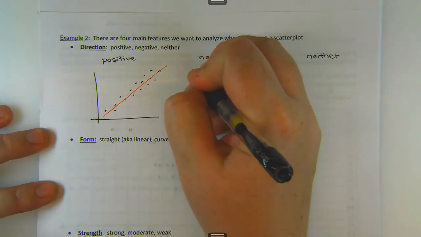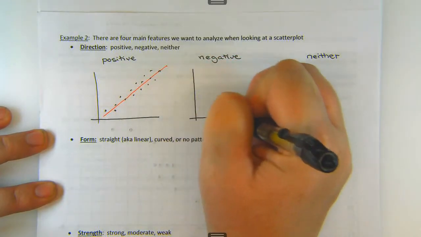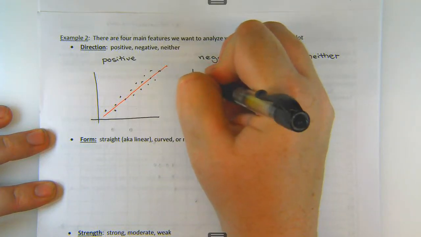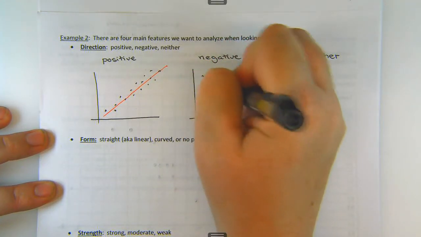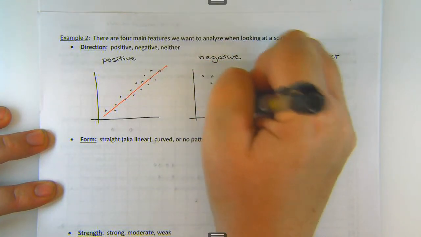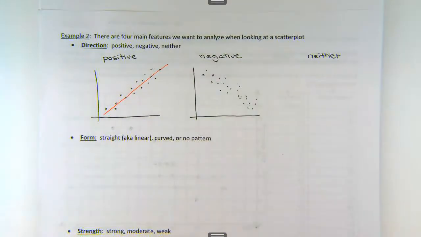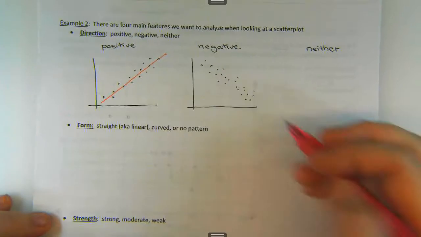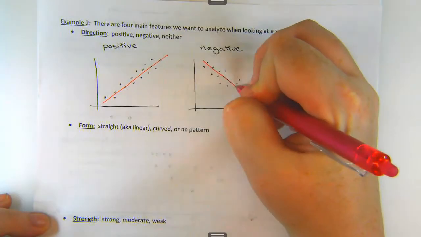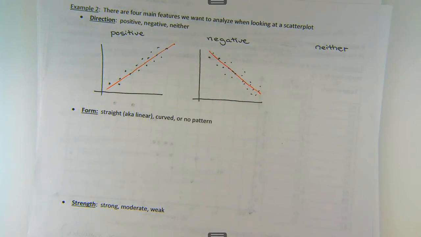And it's similar with negative, where there should be a decreasing nature in our scatter plot. And with this, if we imagine that line, if we had a line going through this data as best as it could, it would have a negative slope to it.